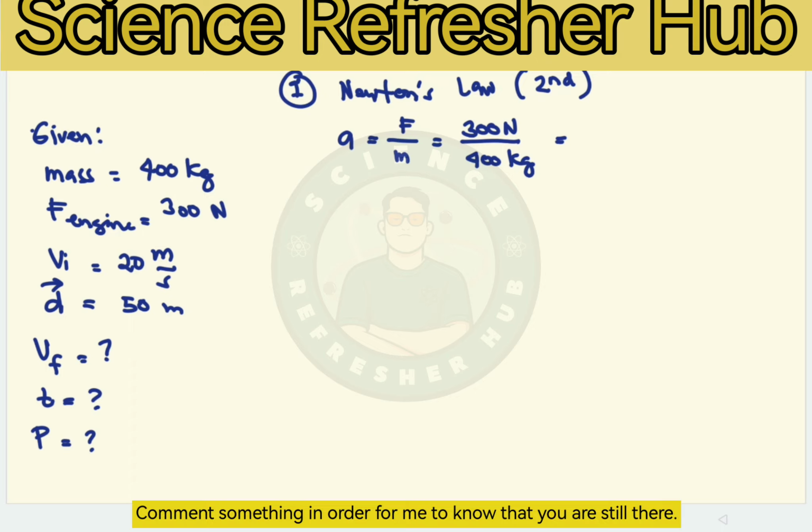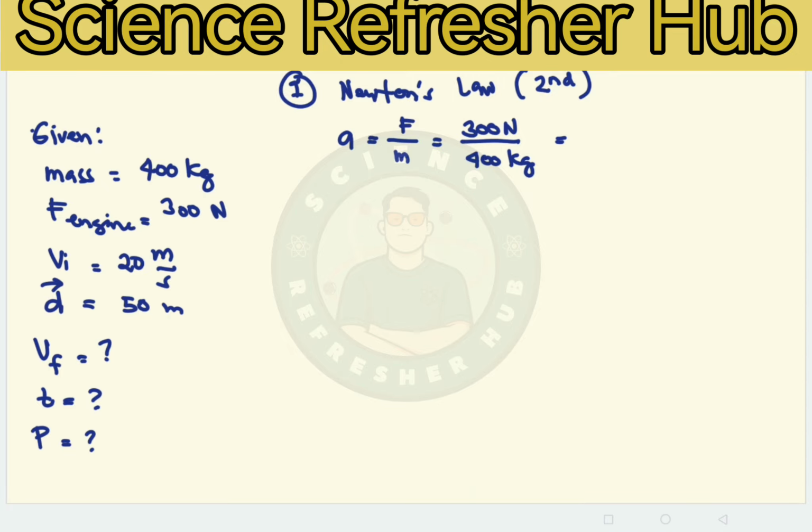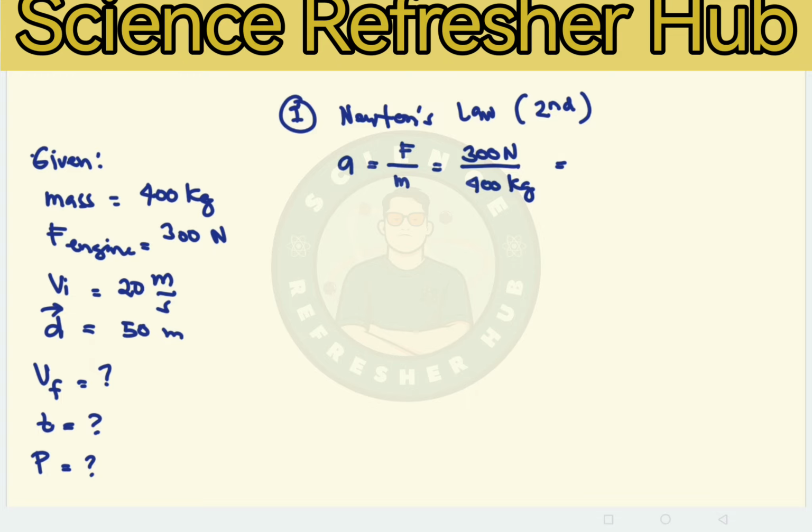We need the acceleration to be calculated first in order to substitute it into one of the kinematic equations to get the final velocity. We have 300 newtons divided by 400 kilograms, which gives 0.75 meters per second squared.